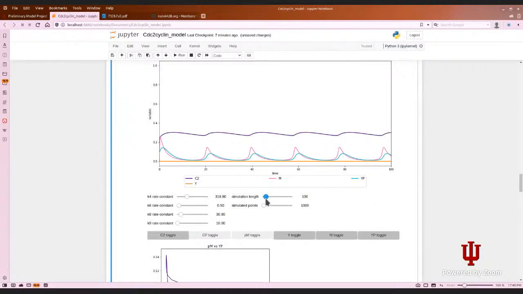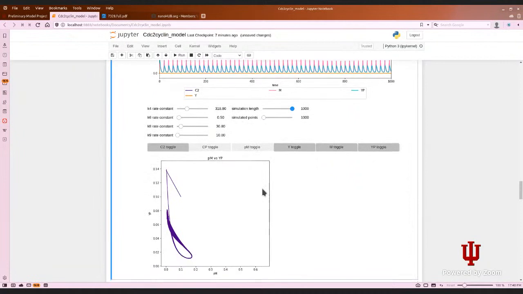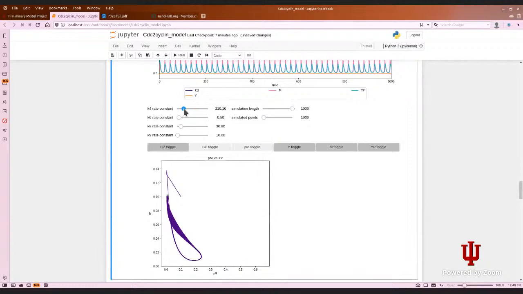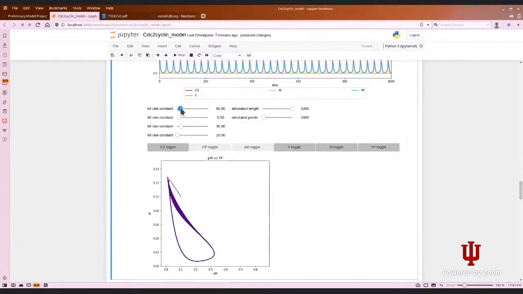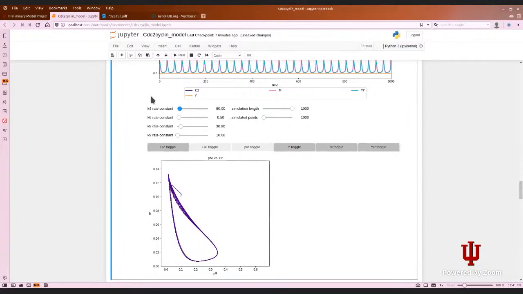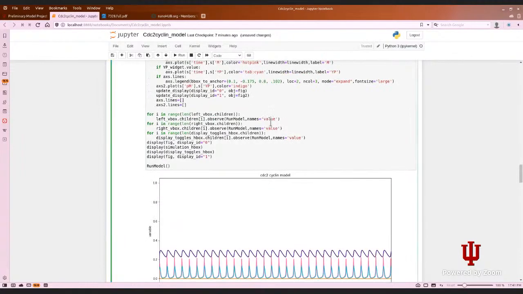I also have this plot, which I'm going to put in a better spot later, but it shows here. Let me reset this cell.